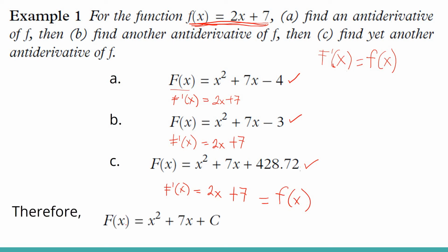Therefore, F of x equals x squared plus 7x plus c. Here, c is any constant. When we say constant, it can be any natural number, integer, rational, or irrational. That's why there can be many antiderivatives to a function, because there can be many possible values of this constant, this plus c, where c is a real number.